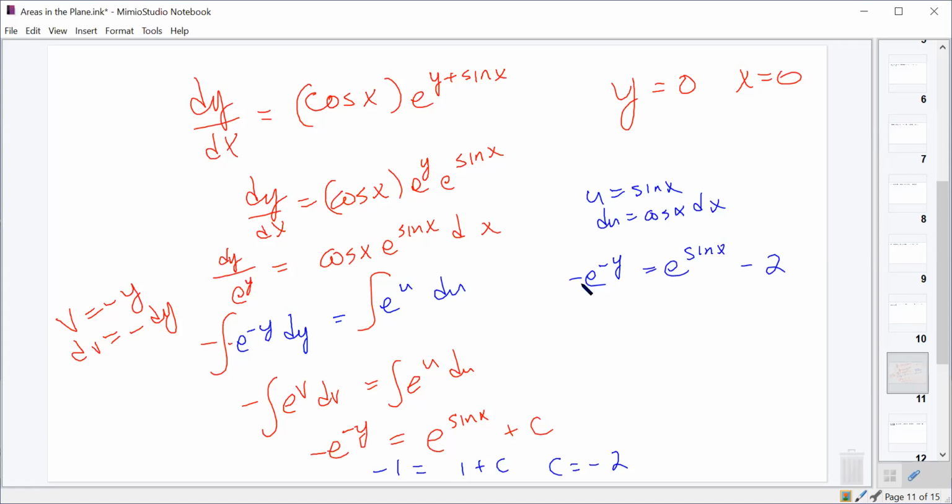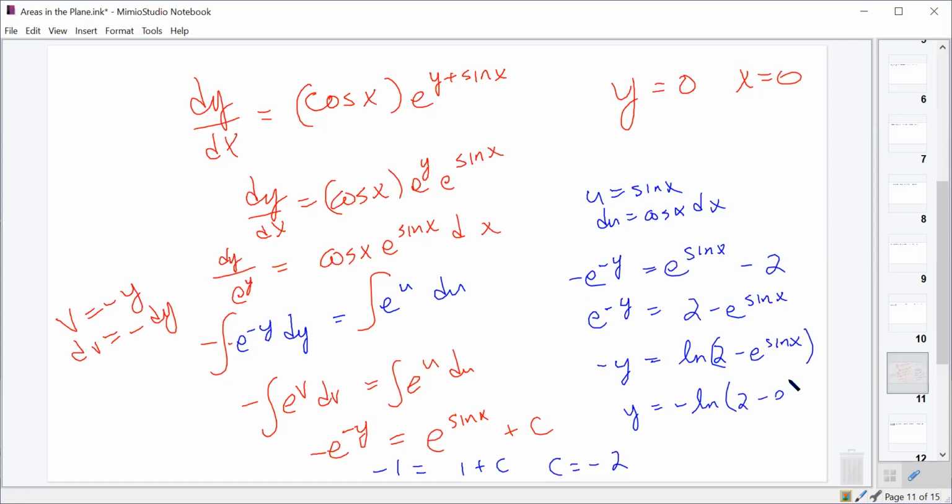We will divide everything by a negative. So that makes it 2 minus e to the sine x. Take the natural log of both sides. And then divide by a negative. And that's our final answer.